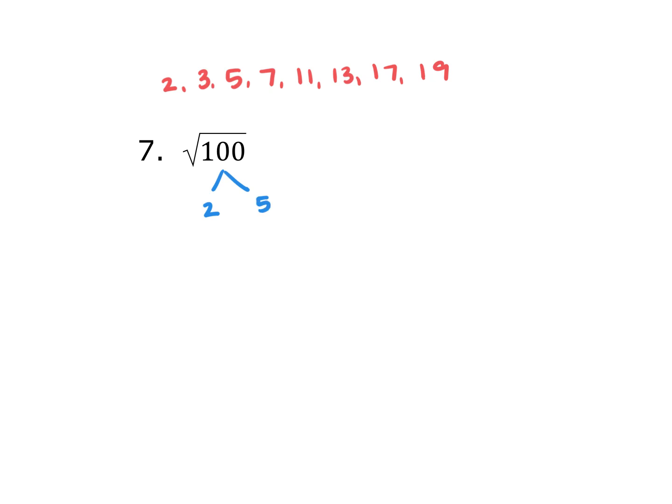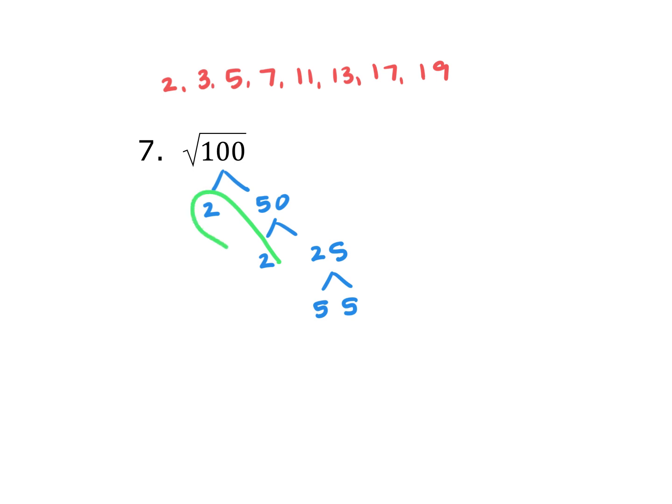I get 50. 50 also ends in a 0, so it's even. So I'm going to divide it by 2, and I get 25. We already did 25, and we realized if you divide it by 3, it's going to be a decimal, so I'm not going to divide it by 3. I'm going to do my next prime number that's odd, which is 5, and that's going to give me 5 and 5. Now both of those 5s are prime, so I can stop.